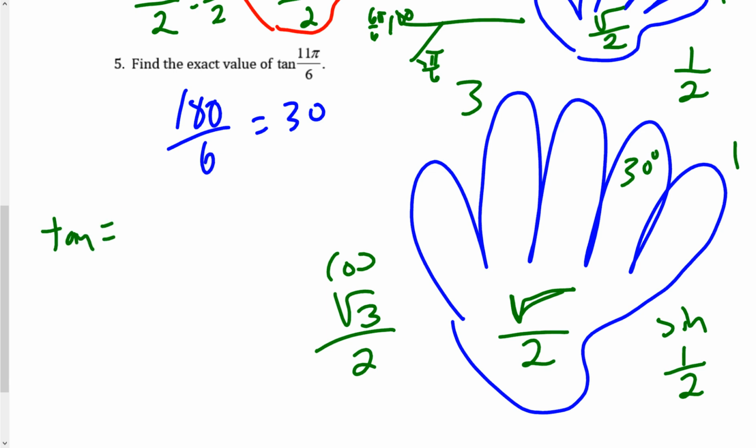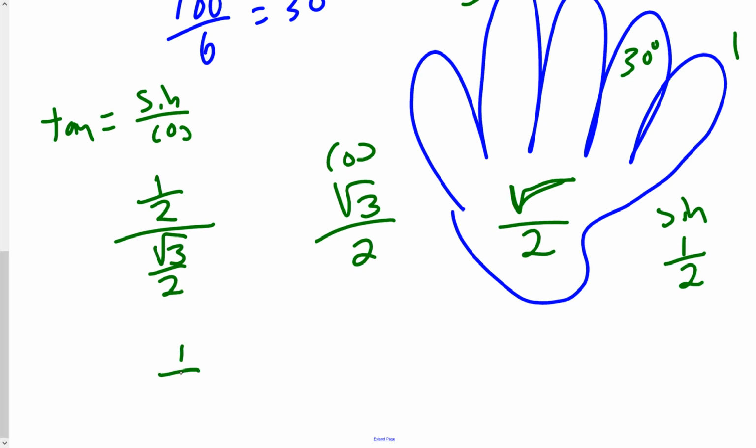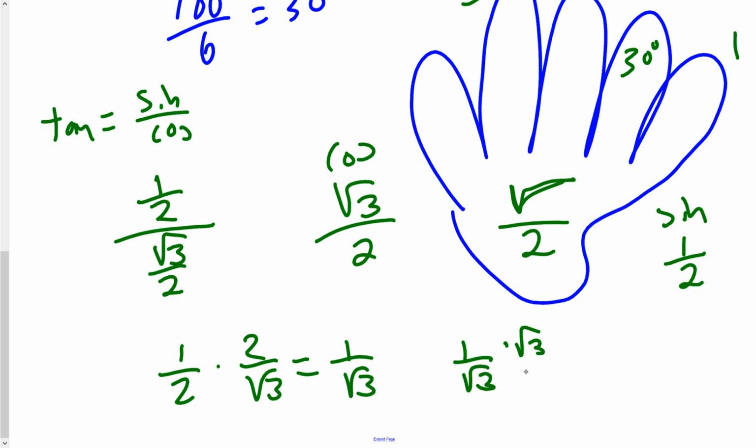And then I take sine. Tangent is sine over cosine. So that would be 1/2 over square root 3/2. I flip that fraction, and I get 1/2 times 2/√3, which is just 1/√3. You have to rationalize that, top and bottom, so we get √3/3. Now we look at what quadrant we're in, right?